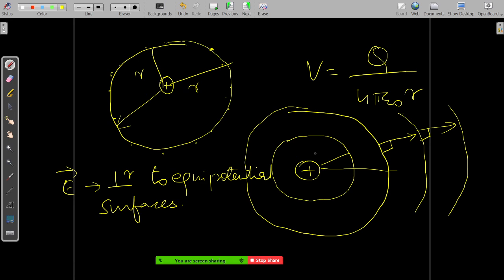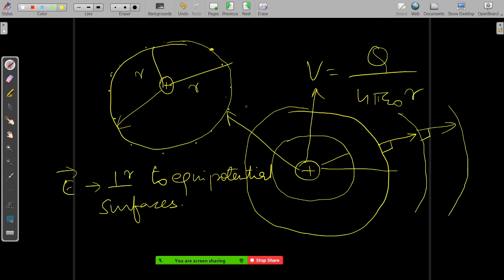You can just imagine, the outward lines will be electric field lines, right? So they will be perpendicular to the sphere, no? The radius is actually perpendicular to the sphere, right? Correct. So the electric field lines will be basically perpendicular to the equipotential surfaces.